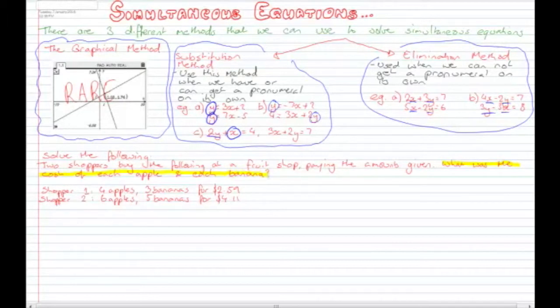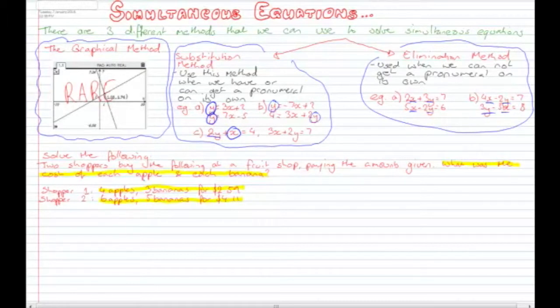Alright, and of course shopper 1 buys 4 apples and 3 bananas for $2.59, and shopper 2 buys 6 apples, 5 bananas for $4.11. That there is the key information because it's given us numbers that we can then work with. Alright, first of all, before we do anything, what we need to do is define what we're looking for. Now, what are we looking for? Well, if we read the question, the bit that we've highlighted says, what was the cost of each apple and each banana? So that's what we're actually looking for.